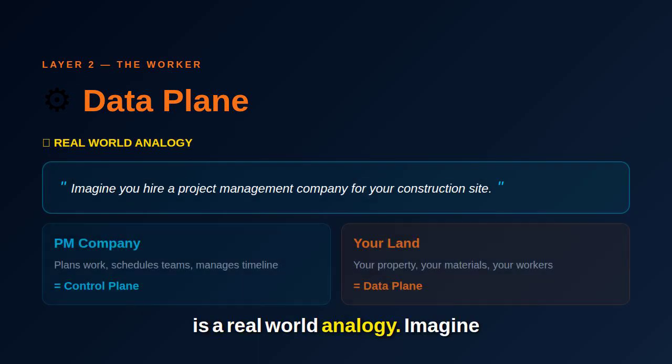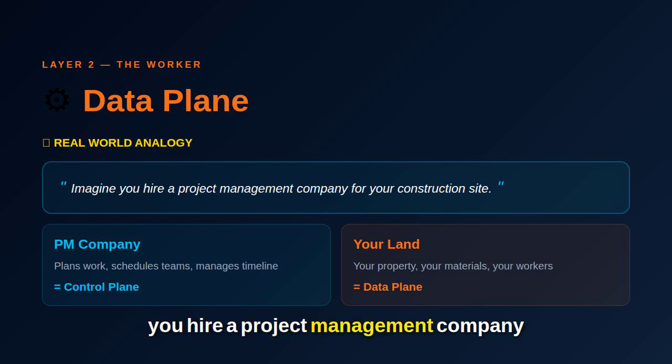Here is a real-world analogy. Imagine you hire a project management company to run your construction site. The project management company, that is the control plane. They plan the work, schedule the teams, manage the timeline. But the actual construction, that happens on your land, with your materials, by workers deployed into your property. That is the data plane.